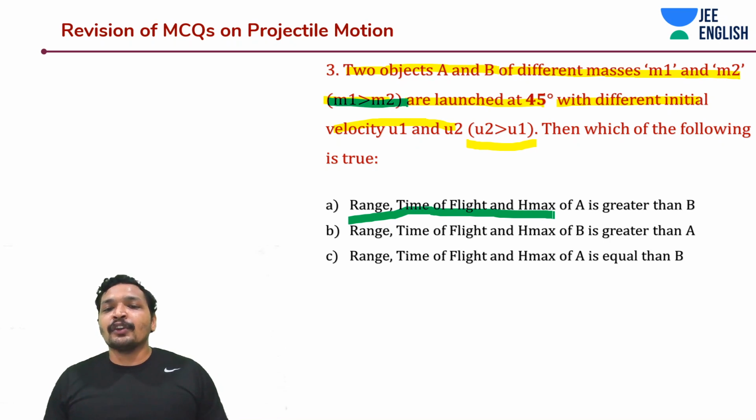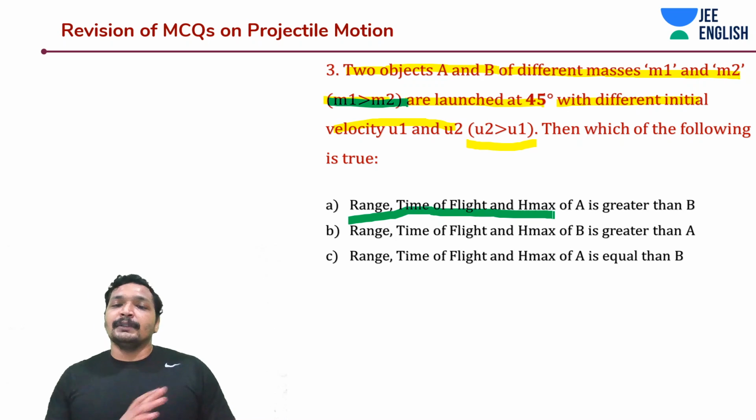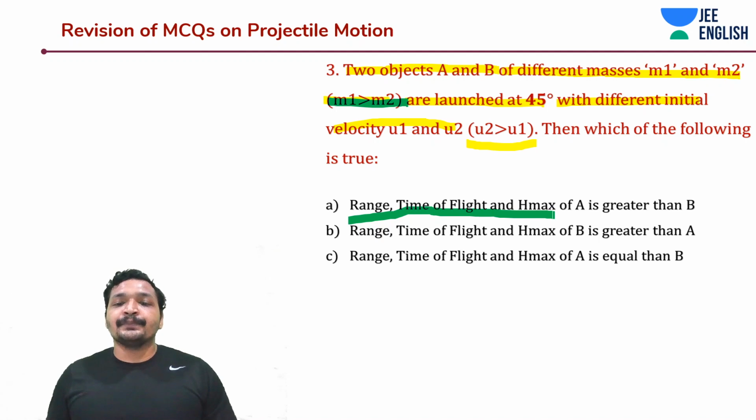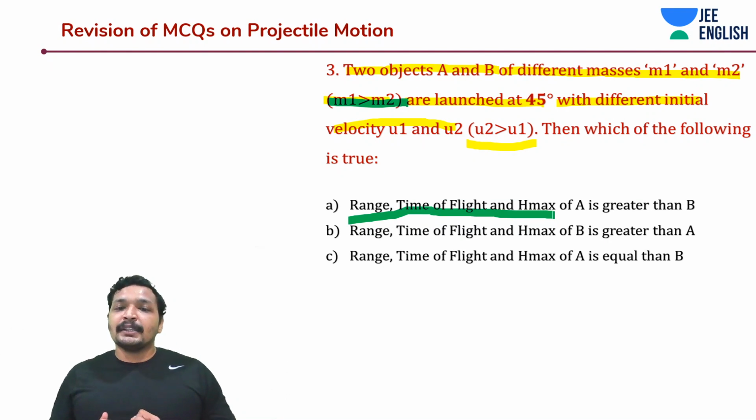And now we know that the velocity u2, that is of object B, is greater than u1. The velocity of object B is greater than that of object A, so object B is going to travel farther in X and farther in Y, and it is going to take more time to complete this projectile motion. The time of flight of B is going to be greater than that of A. The range of B is going to be greater than that of A, and also the maximum height attained by object B is going to be greater than that of A.